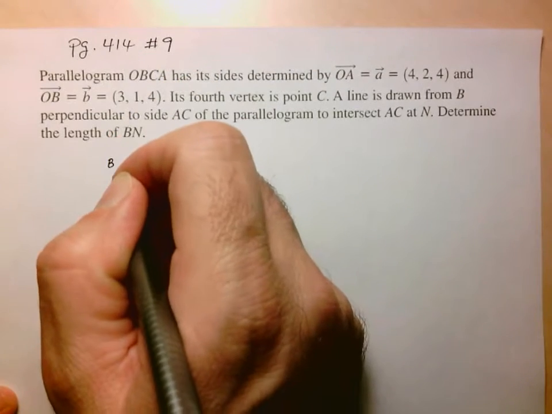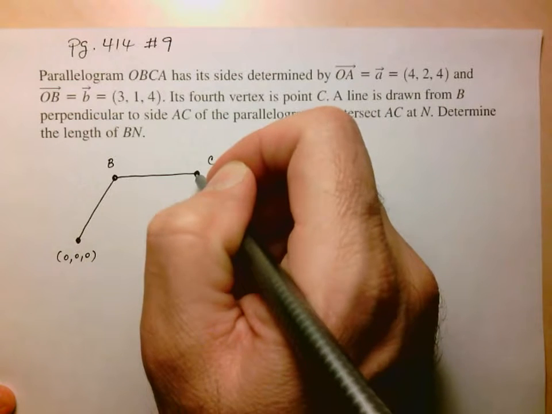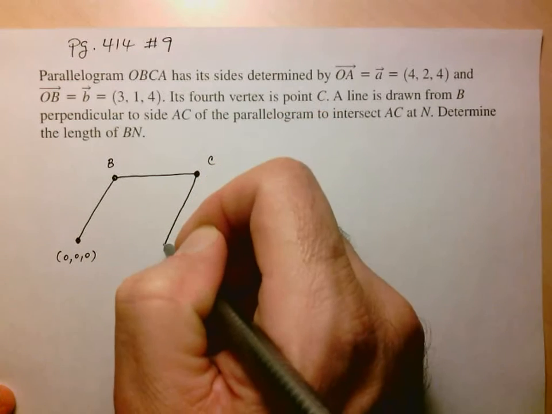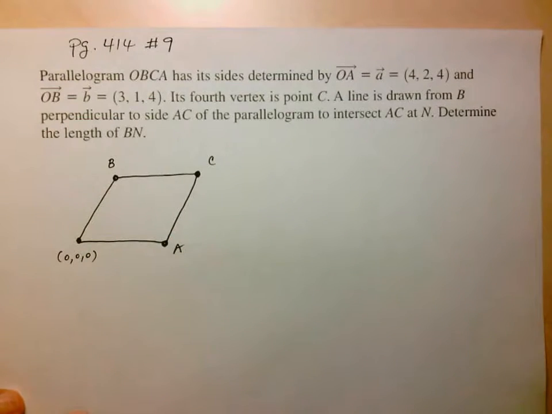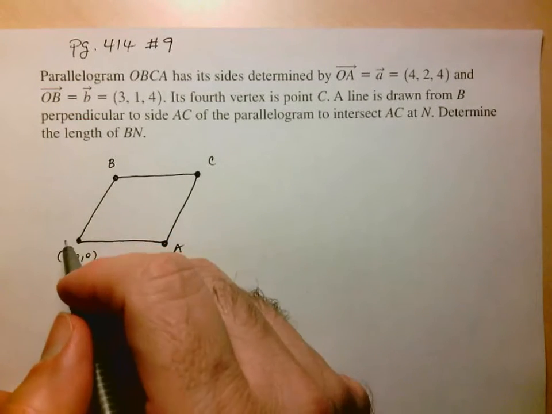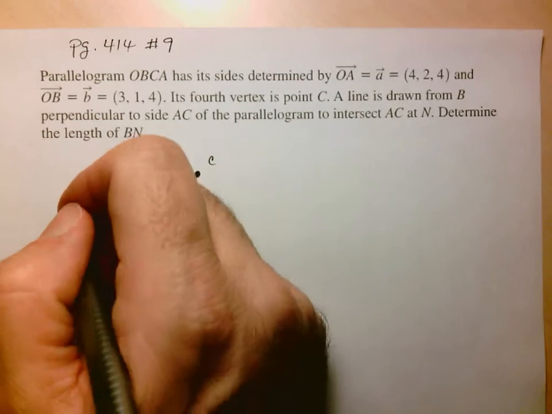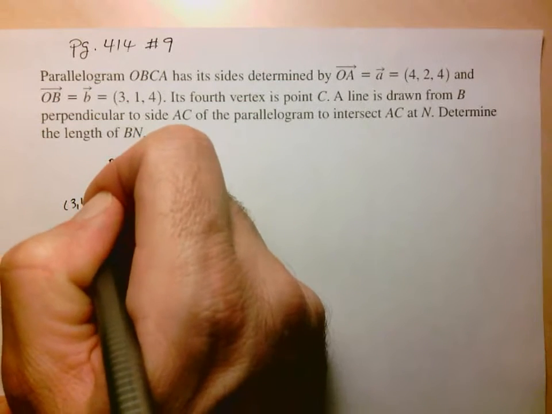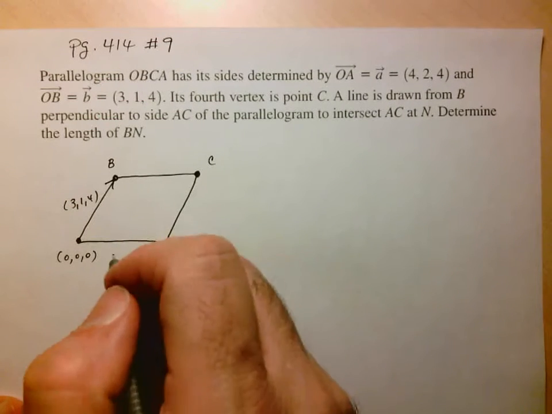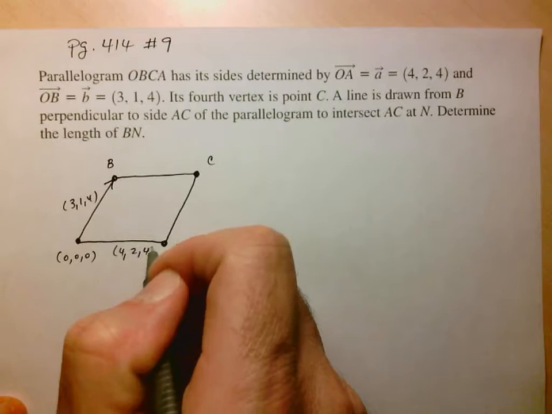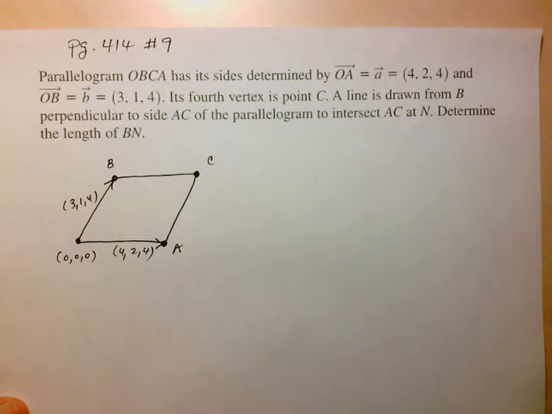Okay, and then B goes to C. And then C will come to A. And then finish off the parallelogram. Okay, and we have that OB, so this vector here is just 3, 1, 4. And then we have OA, so from 0, 0, 0 to A is 4, 2, 4. So that vector there. Okay, and now we've got that point C.